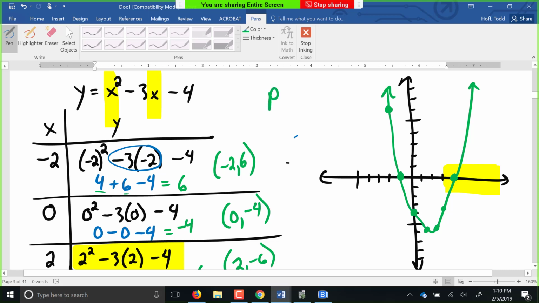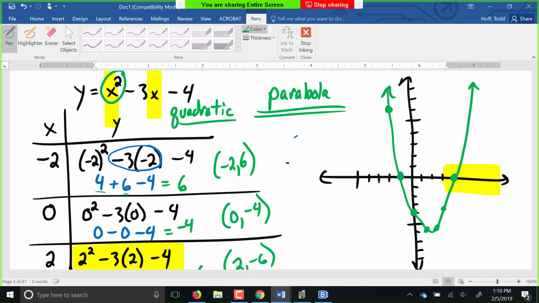There's a name for this. It's called a parabola. We're going to look at them more as we go on in the course. The type of equation, an equation that has x squared in it like that, is called a quadratic. And again, we will look more at quadratic equations later on in the course as we go through.